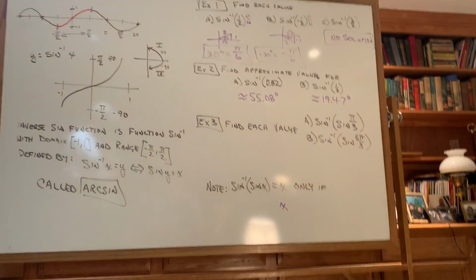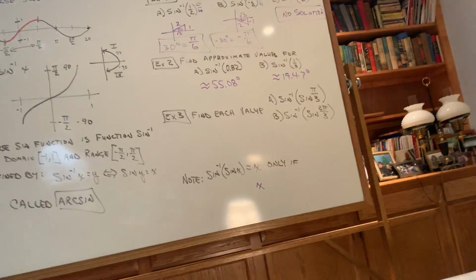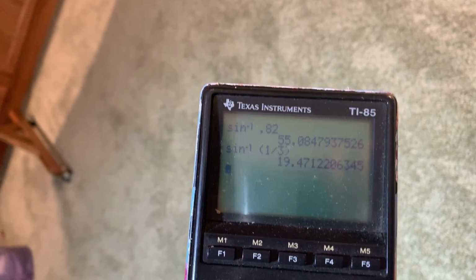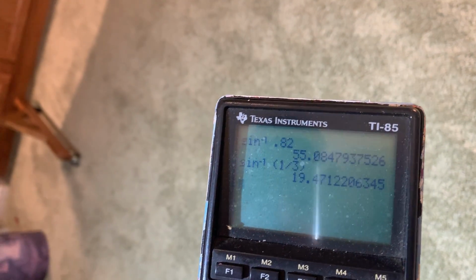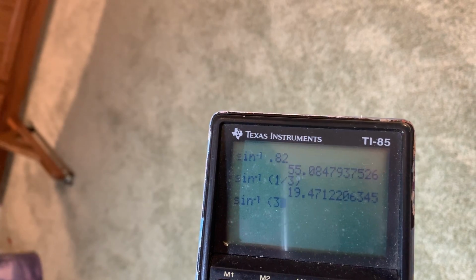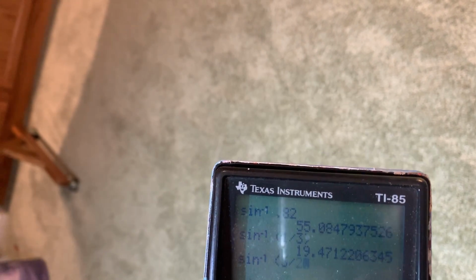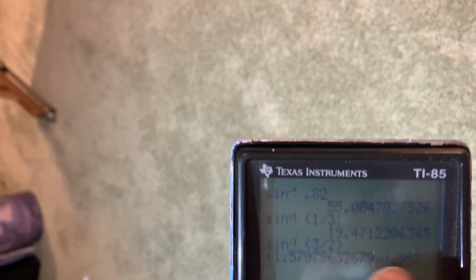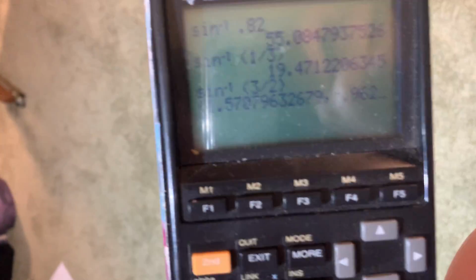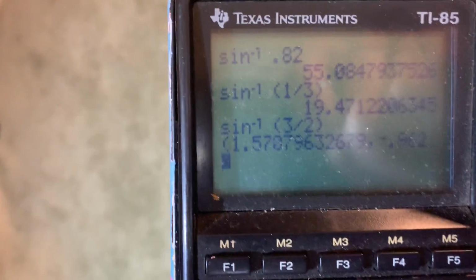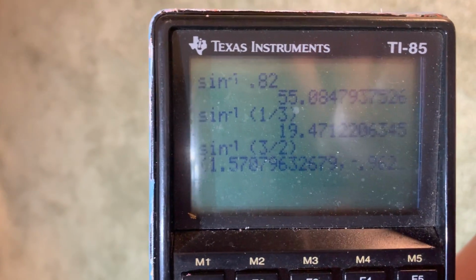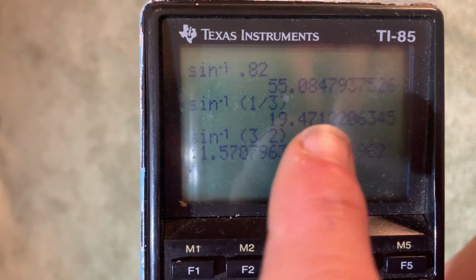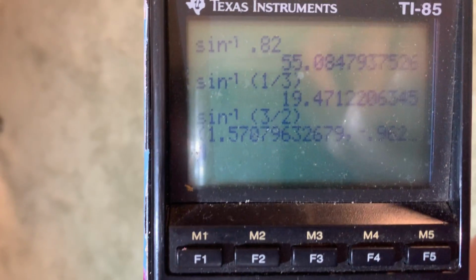so that's going to be approximately 19.47 degrees. Now watch what happens if I am outside of the range, which I probably should have shown you. So if I do the inverse sine, parentheses 3 divided by 2, right? And what I get is coordinates. Can you see that there? I get coordinates there instead of up here, where I get actual degrees.